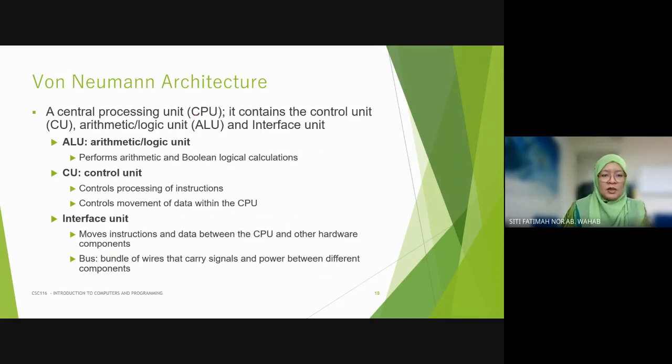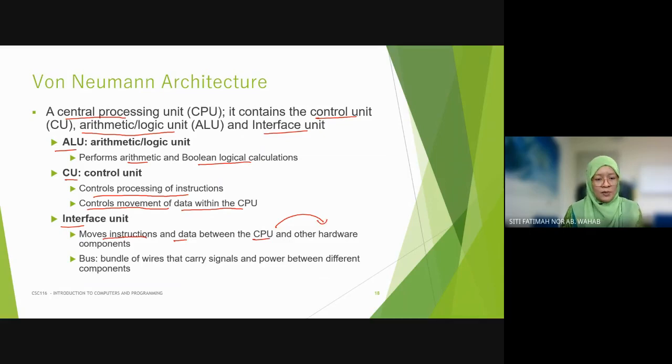So a CPU is a central processing unit. It contains the control unit, CU, the ALU, arithmetic logic unit, and the interface unit. ALU performs arithmetic and Boolean logical calculation. CU controls the processing of instructions. It also controls the movement of data within the CPU. The interface moves instructions and data between the CPU and the other hardware components.